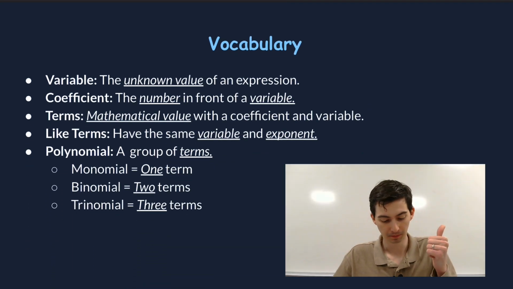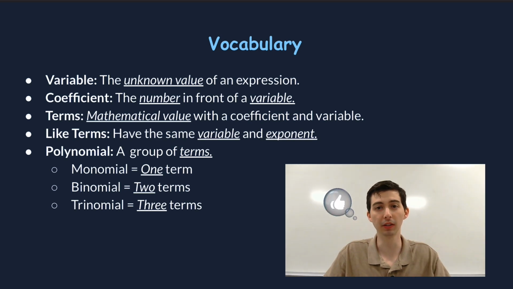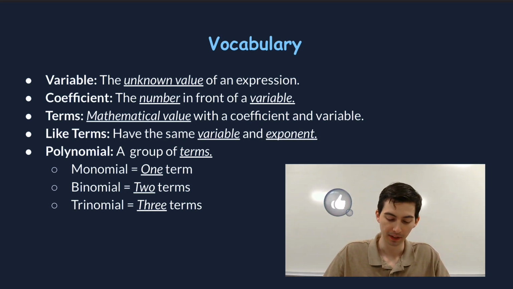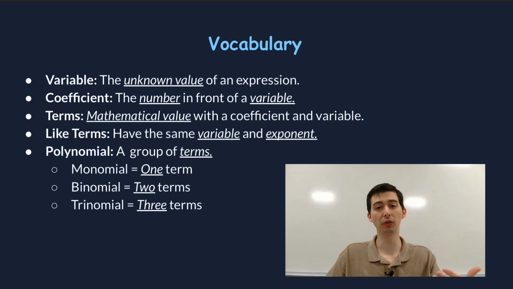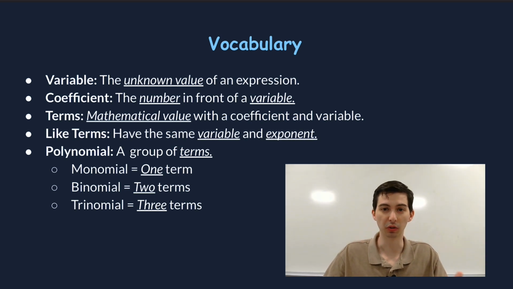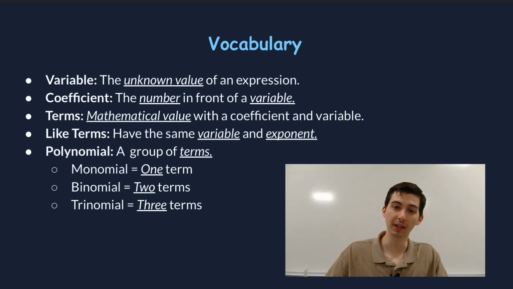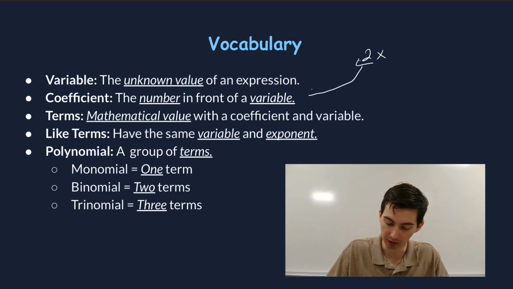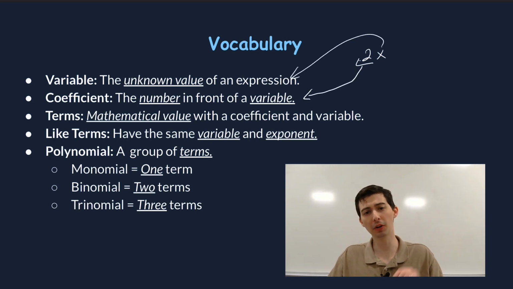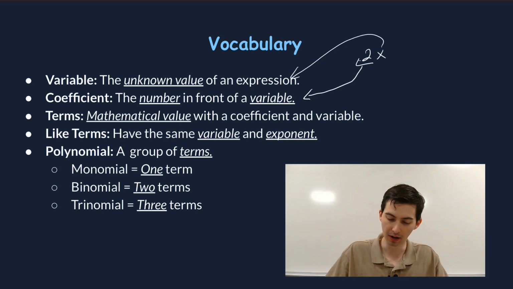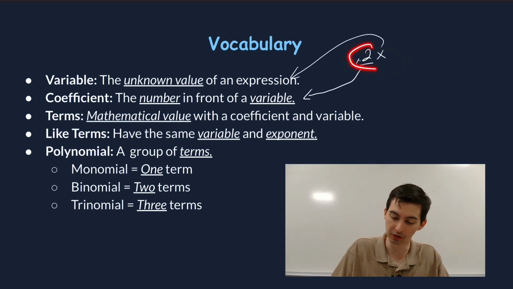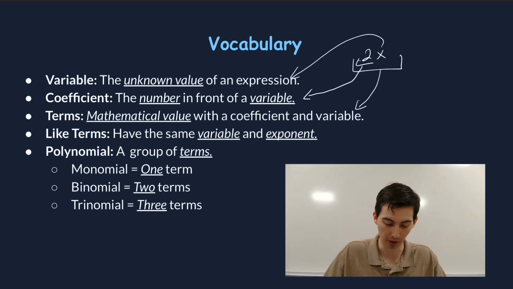First thing, these first couple should be familiar to us, but a variable is the unknown value of an expression. So usually it's the letter, and that's what we're usually trying to find. A coefficient is the number that's in front of the variable. So we could have something like 2x here, where this would be the coefficient and x would be the variable. Now terms are mathematical values with coefficients and variables. So this is a term, right? So this whole thing would be a term.